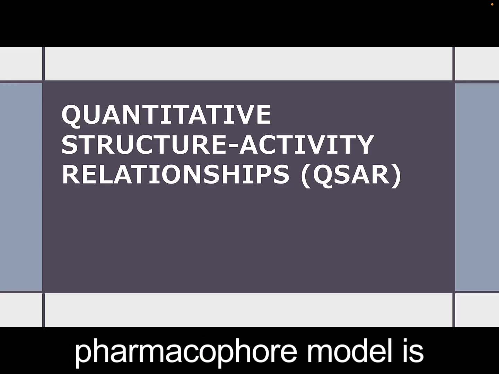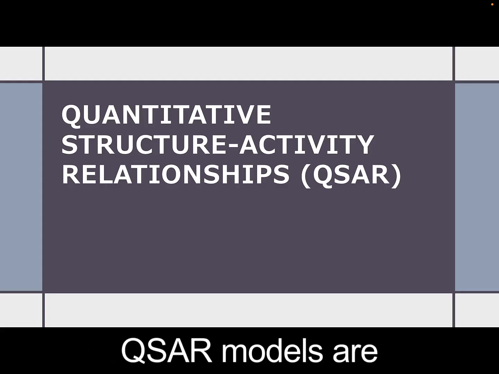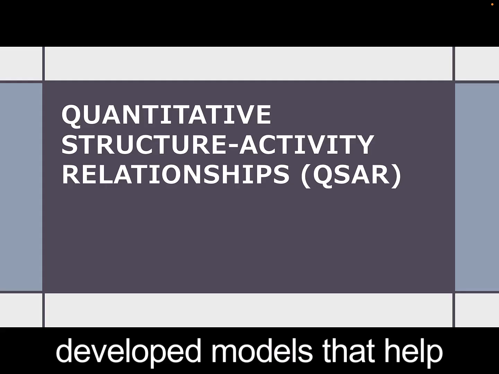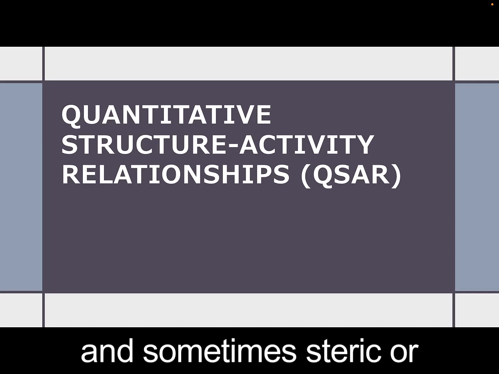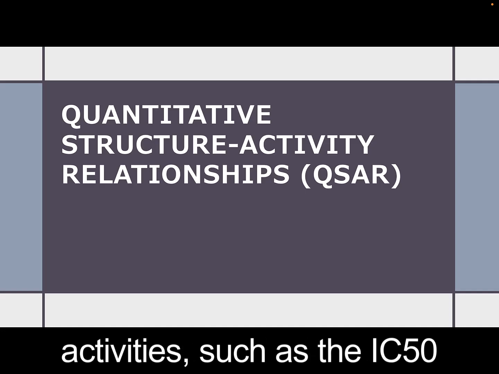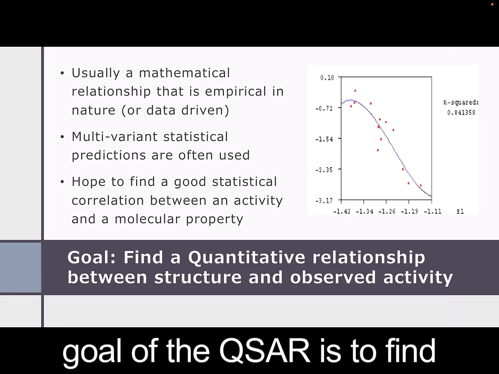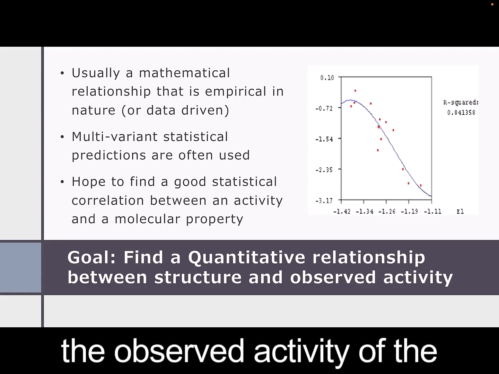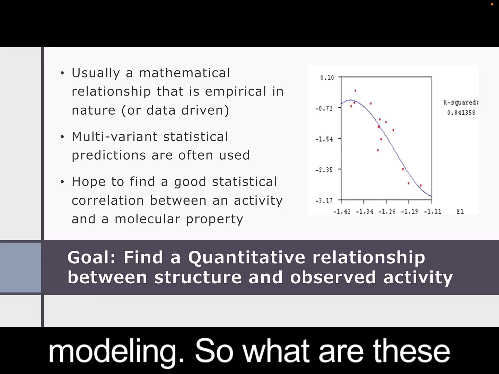Once a pharmacophore model is built, quantitative structure-activity relationships, or QSAR models, are developed. These are mathematically developed models that help link or identify pharmacophore features and sometimes steric or electrostatic fields to the measured biological activities, such as the IC50 or the EC50. The overall goal of the QSAR is to find the quantitative relationship between the structure and the observed activity of the drug molecule. This involves a combination of mathematical and statistical modeling.